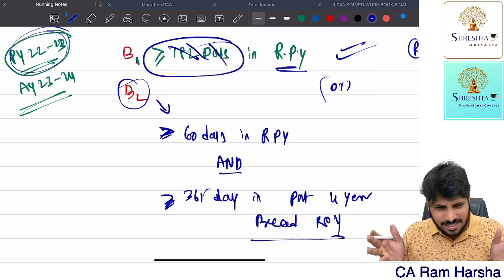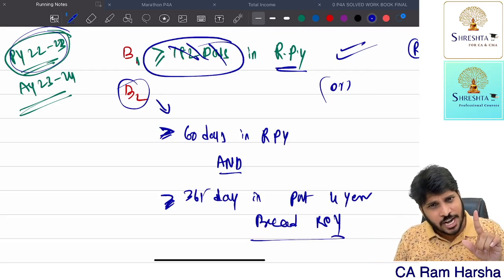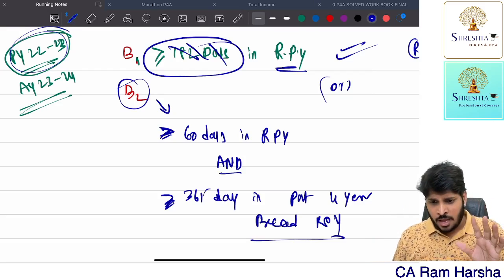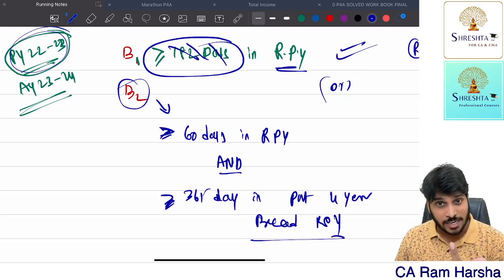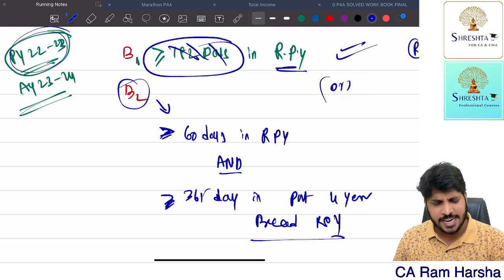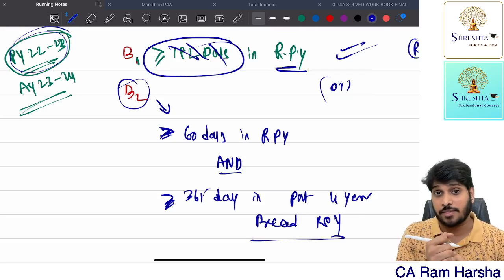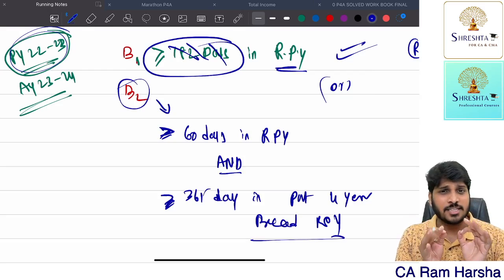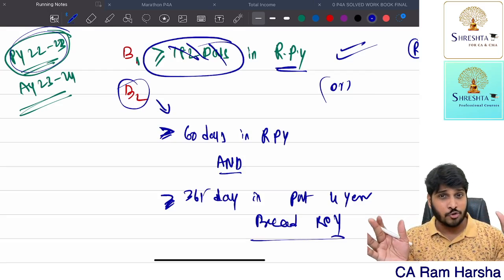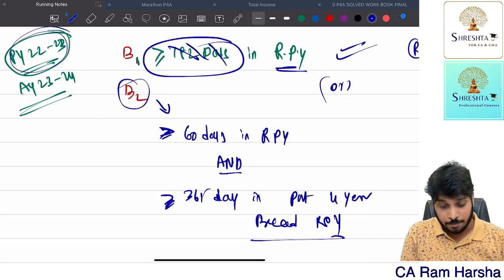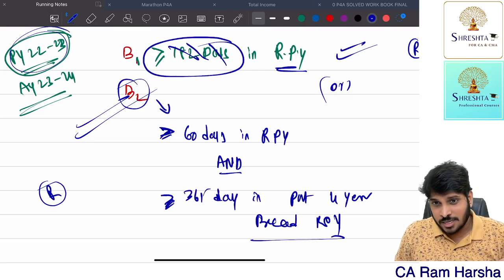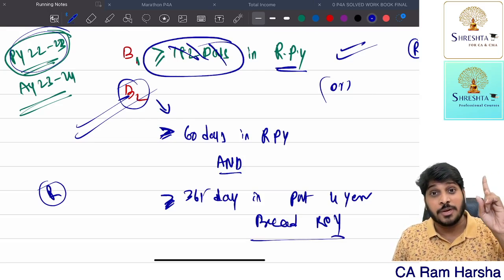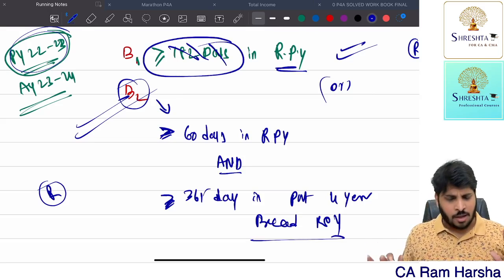As per that, in the current year, in the relevant year, have you stayed for 60 or more? Yes. Before 20 to 23, last 4 years, 21-22, 20-21, 19-20, 18-19. In these 4 years put together, have you stayed for totally 365 days or more? Yes. Then B2 is satisfied. You are a resident. So in order to become a resident, either B1 or B2 should be satisfied. Sir, I am a resident.